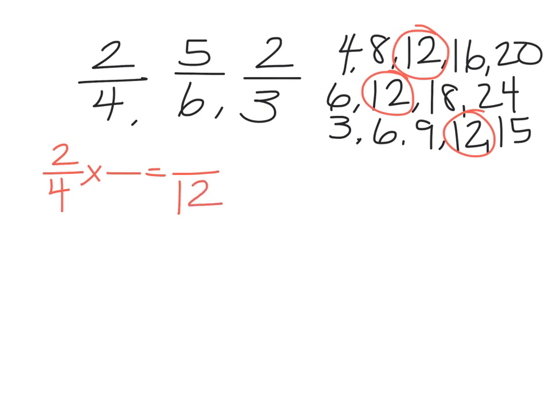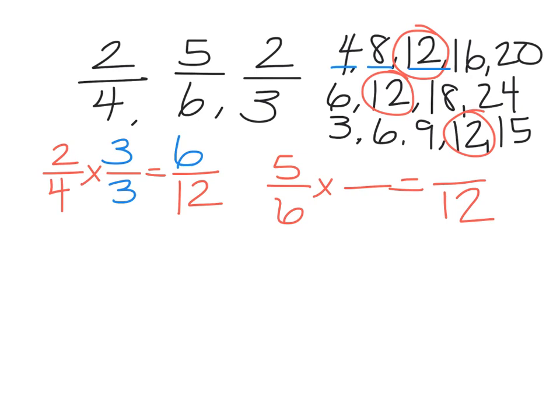Now if we look and we count over, we can see, I'm going to use blue, 1, 2, 3 spots over we get to 12. So we can go 4 times 3 is 12. Whatever we do to the bottom, we do to the top. So then we say 2 times 3 is 6. All right, so let's go to the next fraction. We have 5/6 times something is going to give us a denominator of 12. So again, if we look at the list of 6, we go 1, 2 over, so 6 times 2 is 12. Whatever we do to the bottom, we do to the top, so 5 times 2 is 10.